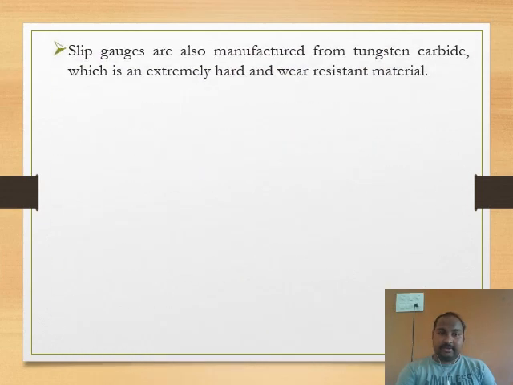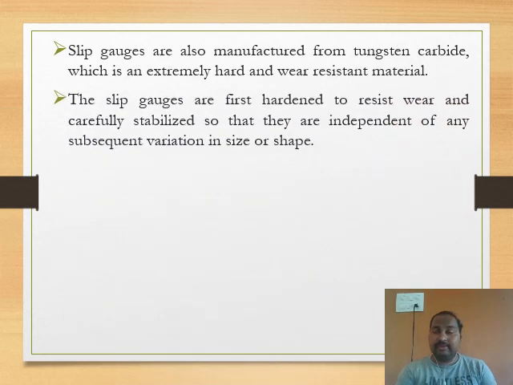Sets of slip gauges which are available in the market are standard. They are generally made of tungsten carbide, which is a highly hard and wear resistant material, because every time we have to ring the slip gauges, so obviously they have to be highly wear resistant. That's why they are made with highly hardened steels or with tungsten carbide. The slip gauges are first hardened to resist wear and carefully stabilized so that they are independent of any subsequent variation in size or shape that they need to withstand.